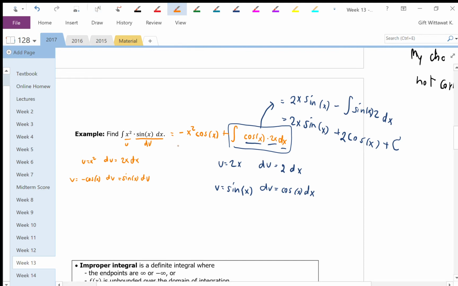So I put everything together. That means the whole thing is going to equal negative x squared cosine of x plus that chunk, which is going to be 2x sine x plus 2 cosine of x plus a constant.